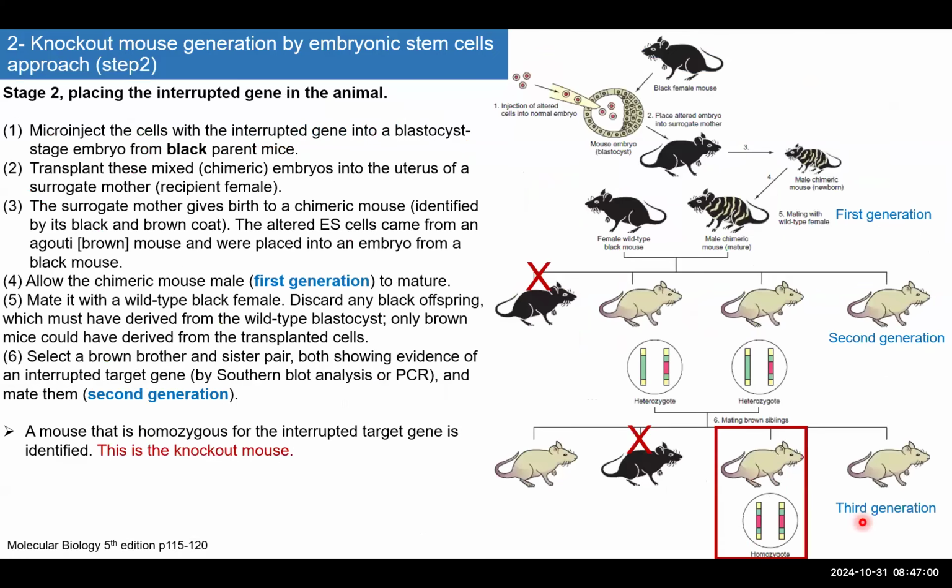After that, as we explained before, you will breed the mice a couple of times. First, you have a heterozygote, meaning one copy of the gene is replaced and the other one is wild type.